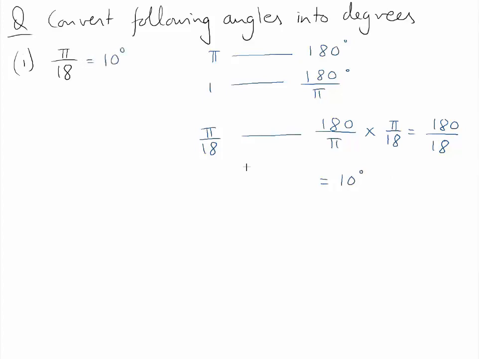Now if you notice, we could have also thought of it like pi is 180 degrees, so we could have directly substituted pi to be 180 degrees to get the answer. So this is a shortcut to convert radians into degrees. Another example is 5 pi by 12. In this case, instead of using unitary method, we'll just substitute pi as 180 degrees. So this equals 75 degrees, and so on.